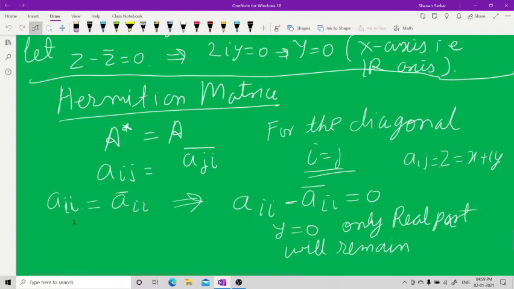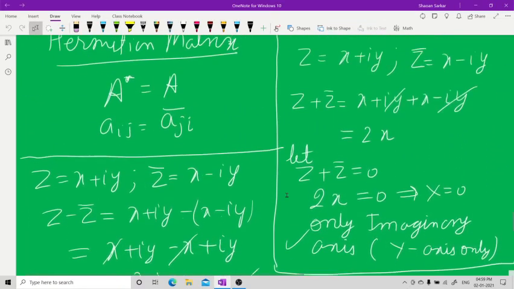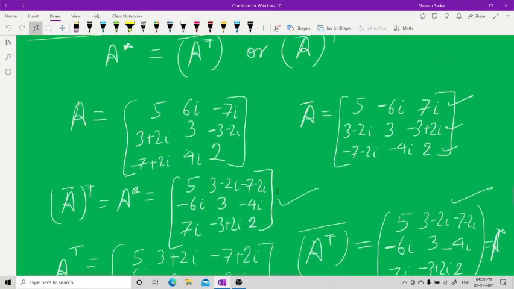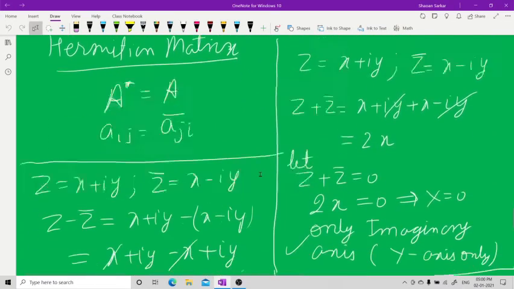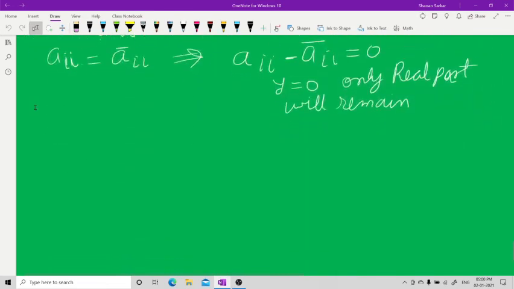You are saying one thing very clearly. That's why in this Hermitian example, the diagonal elements are all real numbers. See this one, this one, this one. They are all real numbers. There are no imaginary parts involved. Now, how to construct? I told you all the diagonal elements will be real.